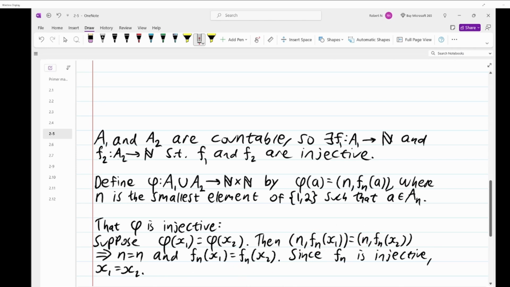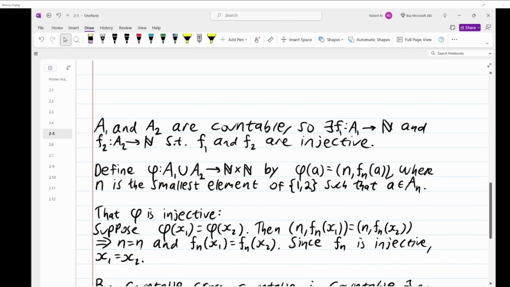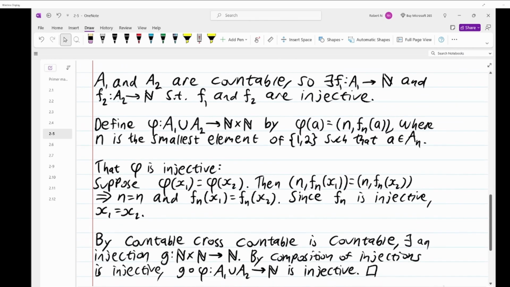Since Fn is injective for n equals 1 and 2, that means x1 equals x2. That's the definition of injective. This makes sense. Okay. And we're actually done. We can put a box there.